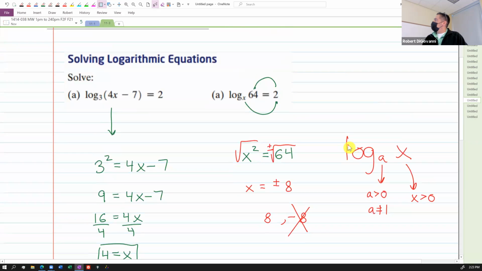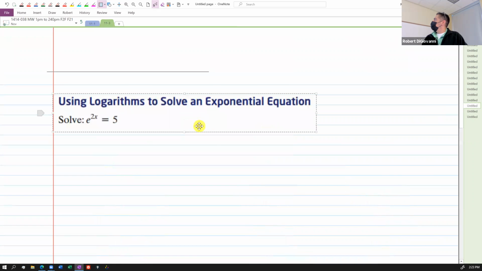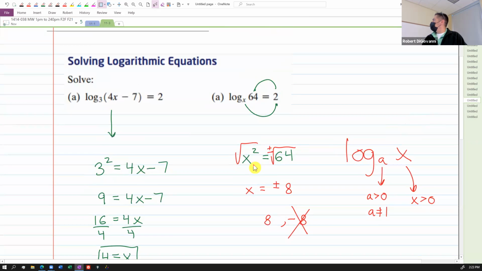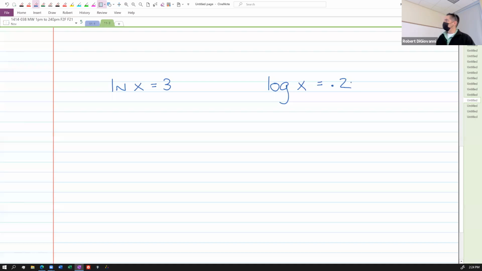Okay, that makes sense? Solving equations? I wanted to give you another one before we do that one. We're kind of getting short on time here, but how about this one? How about natural log of x equals 3, and then log x equals 0.2. Can you solve these for x?